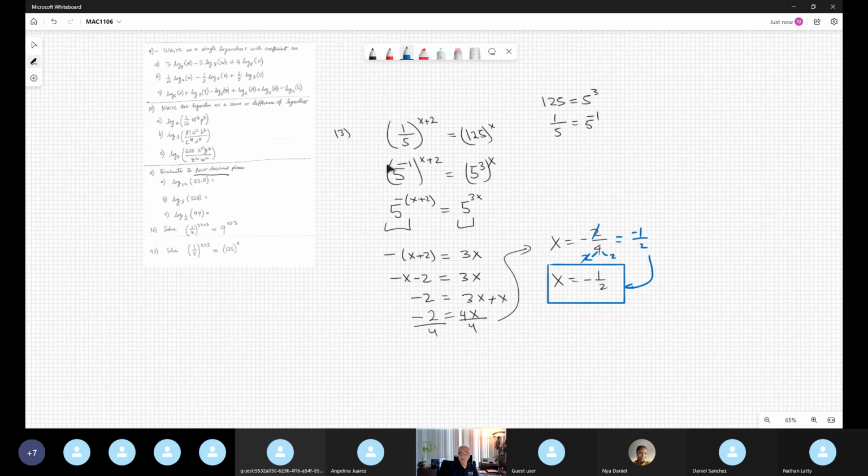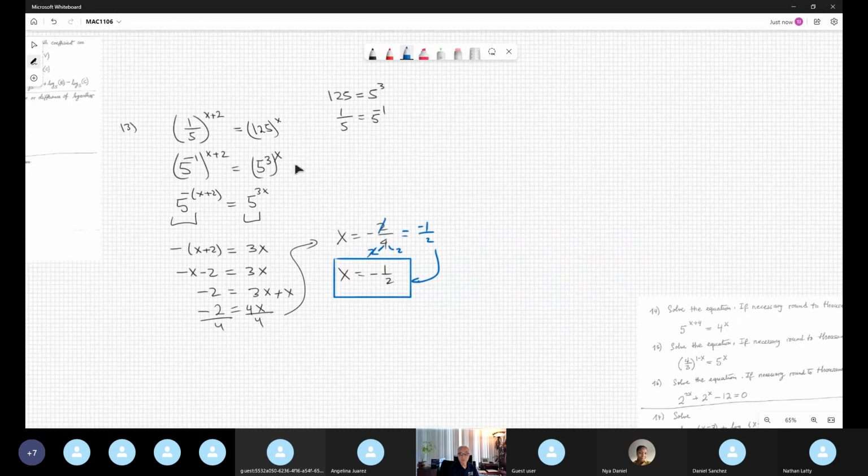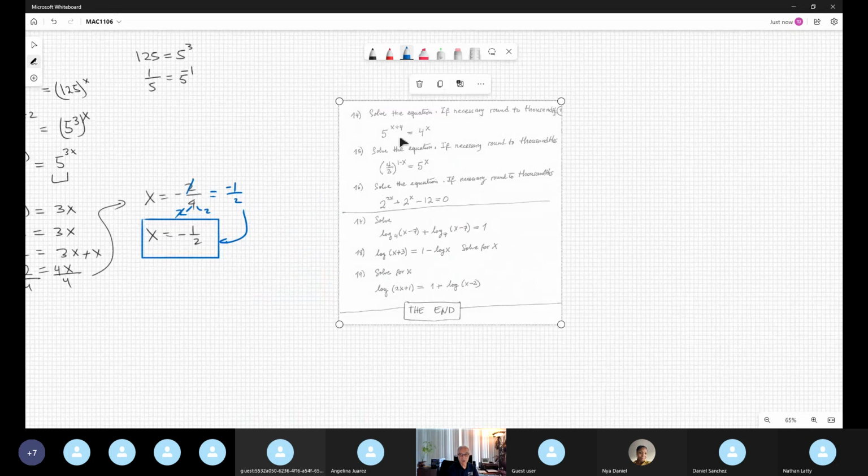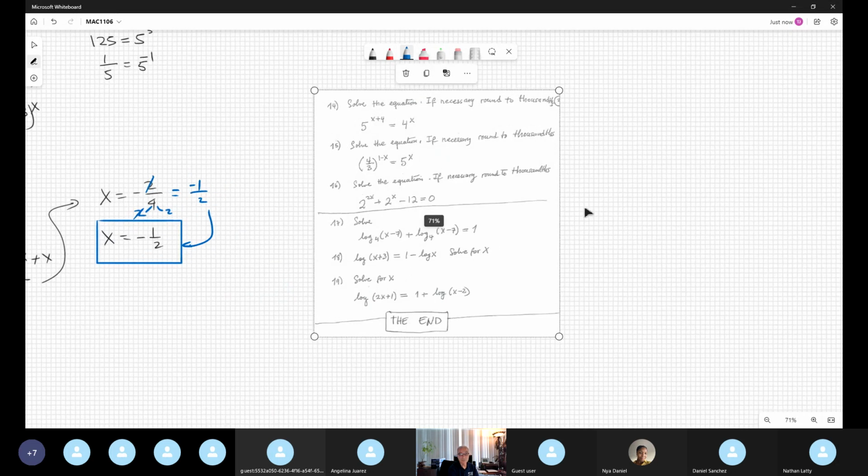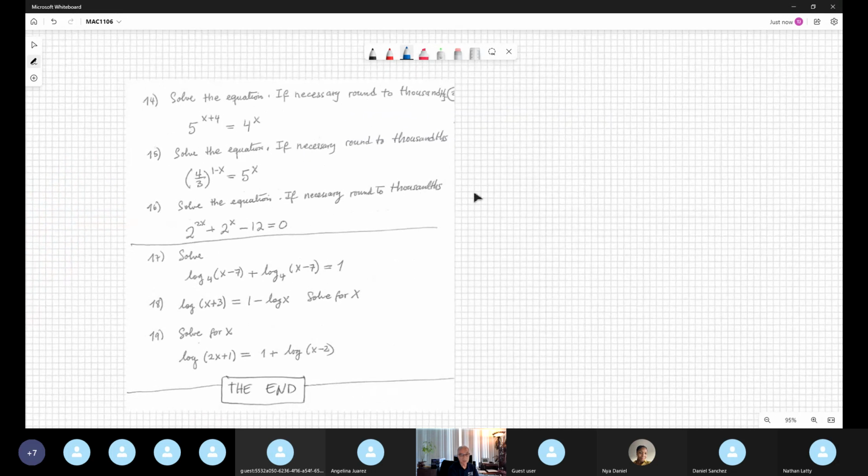Okay, we finished page number 2 of the review. Let's move on to the last page. I suppose today we finish this. But slow down, let's do it step by step. There is another unbelievable exponential equation. Okay, we cannot express both sides using a common base, like in this example 14: 5 raised to the x plus 4 is equal to 4 to the x.